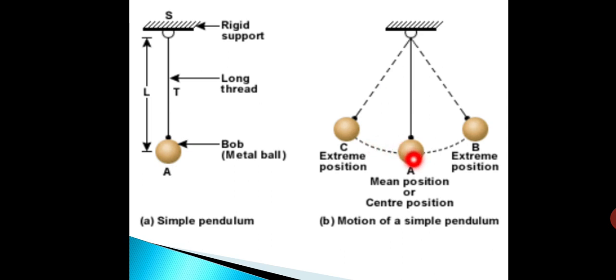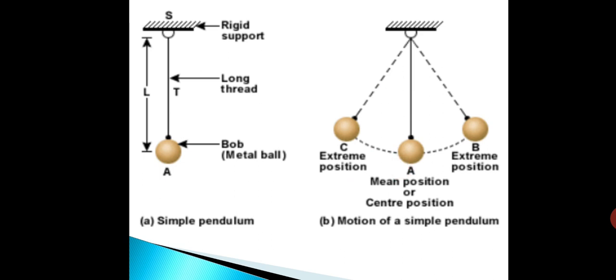From the mean position, it will move towards B. It will come back to its mean position. It will go to C. It will come back to its mean position. Left, right, left, right, left, right. This is to and fro motion. This is the motion of a pendulum. Can you see? Can you understand?